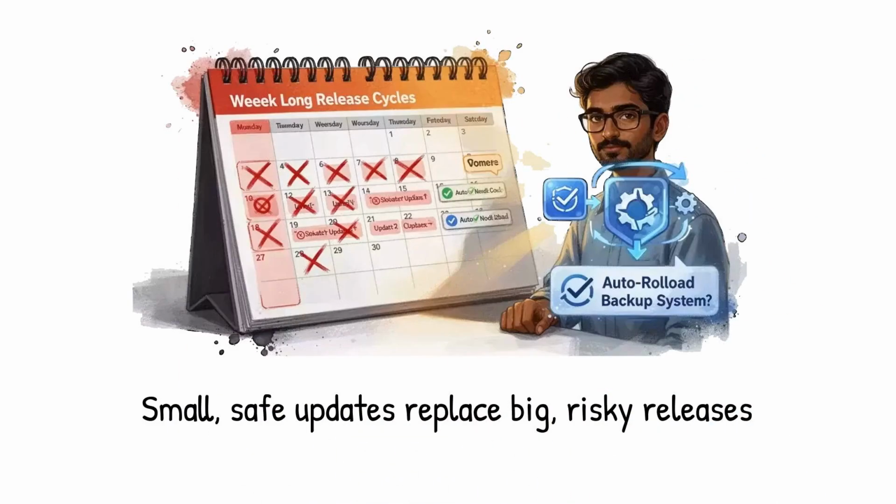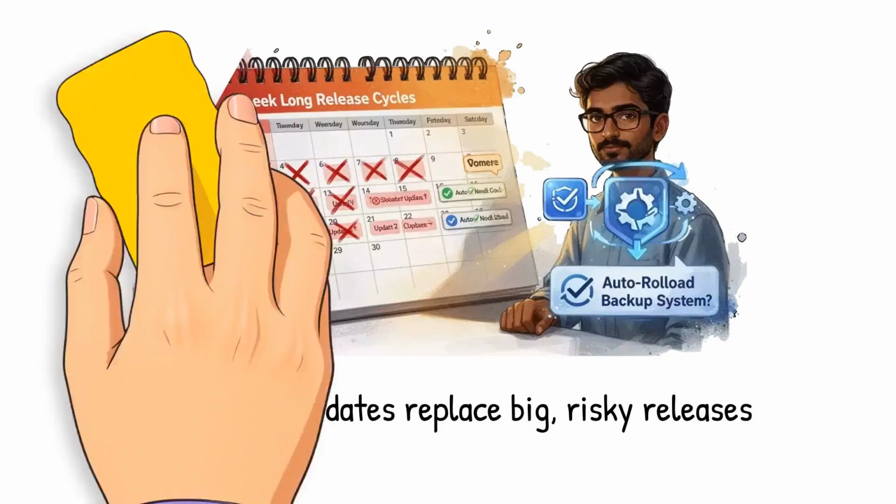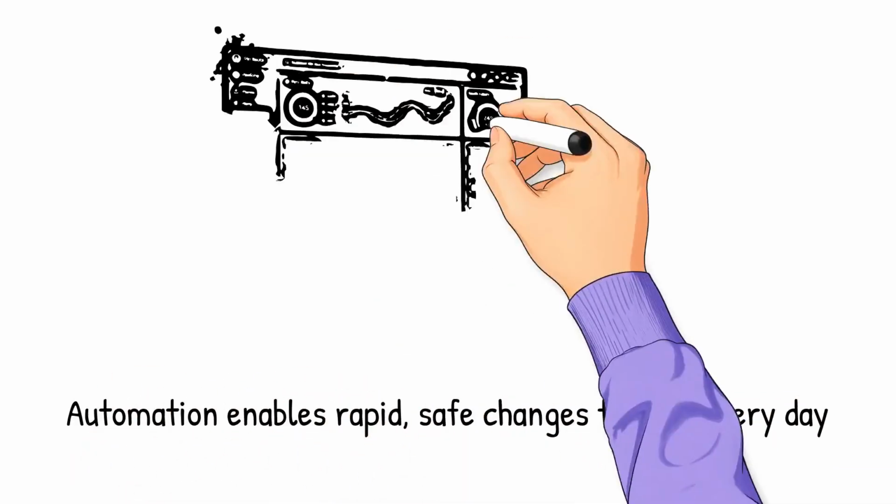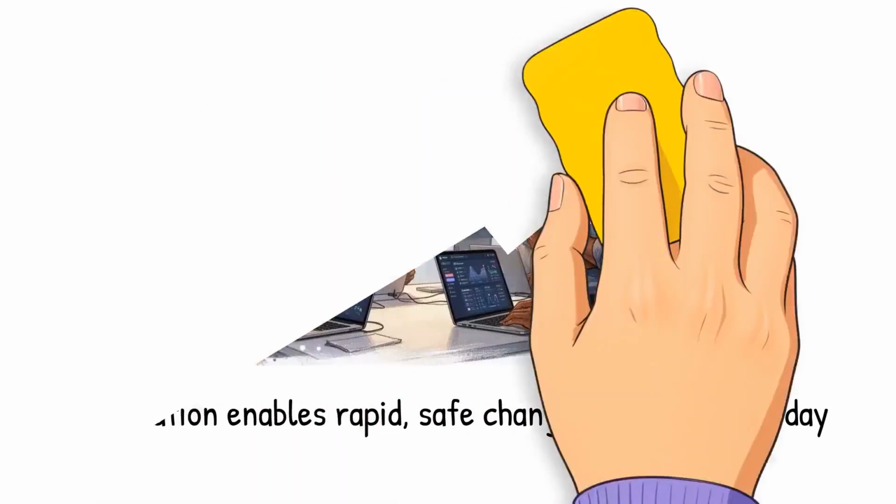And here's the best part. If a new change does cause a problem, the system can automatically roll back to the last working version in seconds. That's how a company can change its app thousands of times a day without the whole thing falling apart.